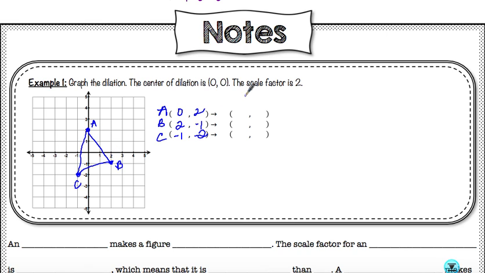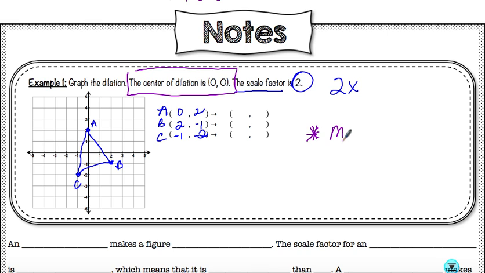Now the scale factor tells you how much bigger or smaller the figure is going to be. So a scale factor of 2 tells you the image, so here's the pre-image, the image over here is going to be 2 times the size of this figure. So it's going to look like that. All that I need to do, because this is super important, because the center of dilation is 0, 0, I have an easy way of dilating this figure. You're going to multiply everything by 2.